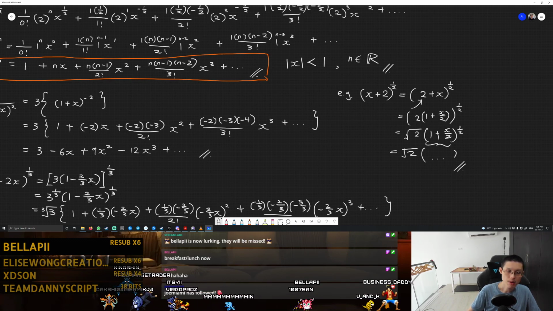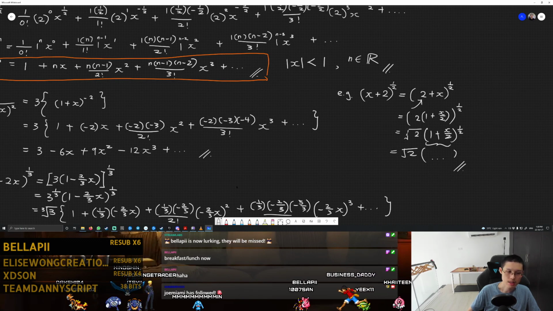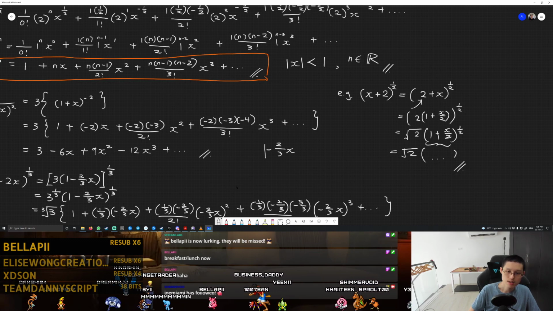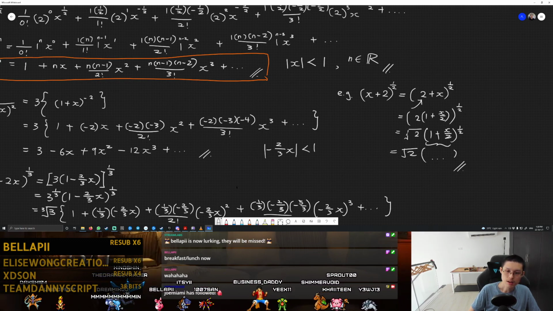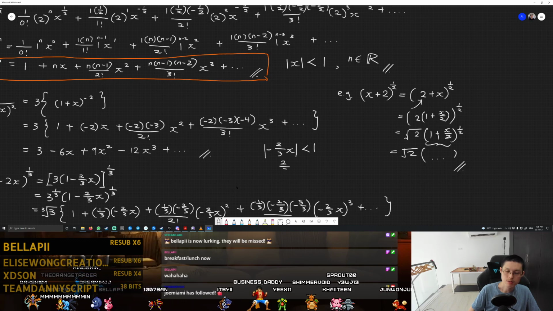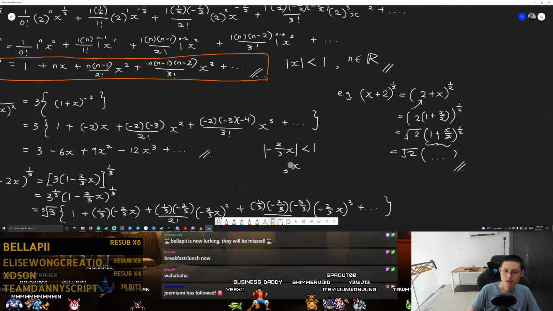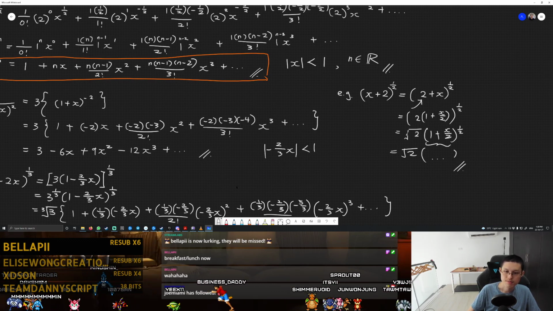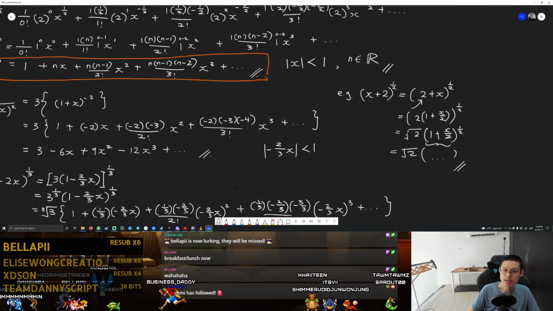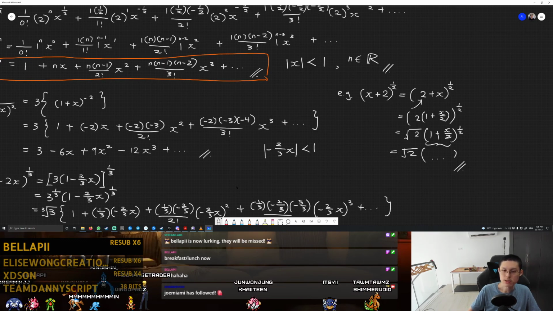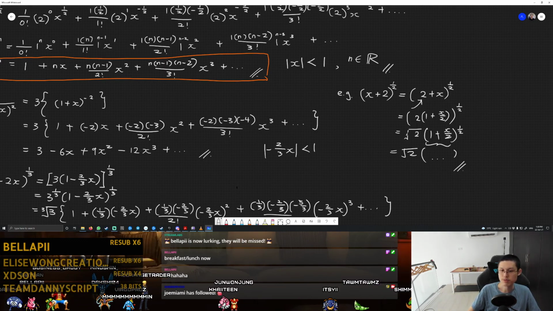To find the domain in which this expansion would make sense, what you are supposed to do is go negative 2 over 3x, and then you put less than 1. Wait, actually, this is a modulus function with an inequality. You're supposed to sketch the graph.